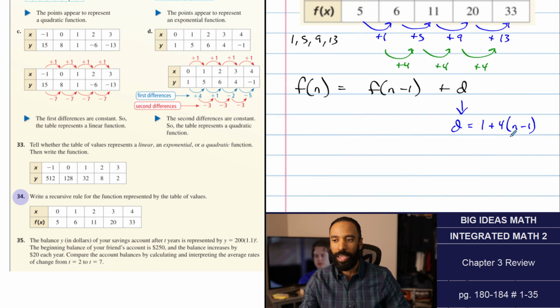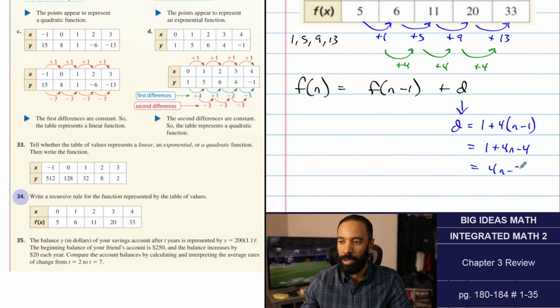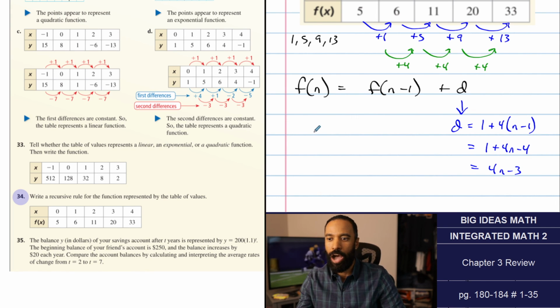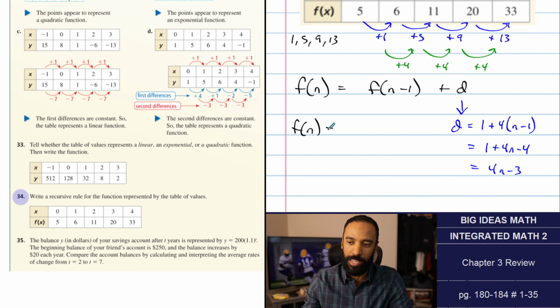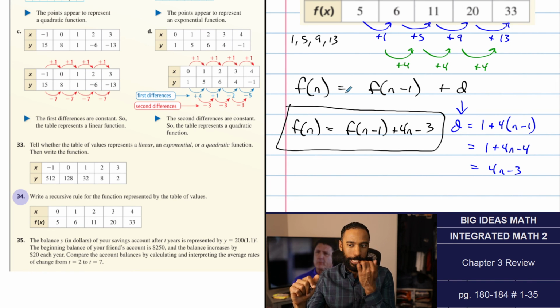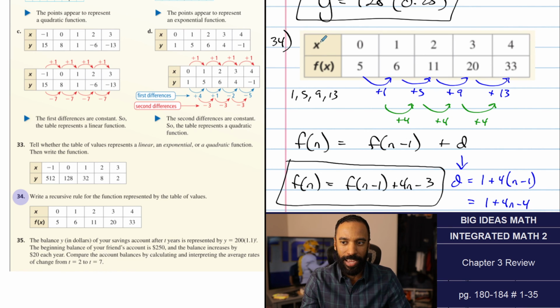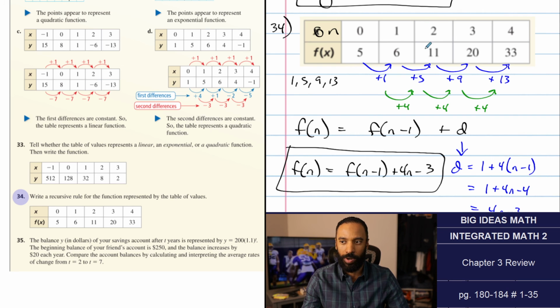This is how we want to write that D value out, but simplified. So we want to write it as 1 plus 4n minus 4, or 1 minus 4 is negative 3, so 4n minus 3. So when we write this thing out, we actually want to write our equation as f of n equals f of n minus 1 plus 4n minus 3. And this is the answer. The classic version of a recursive rule shouldn't rely on, see, n is like your x. It's when n is 0, when n is 1, when n is 2, when n is 3.